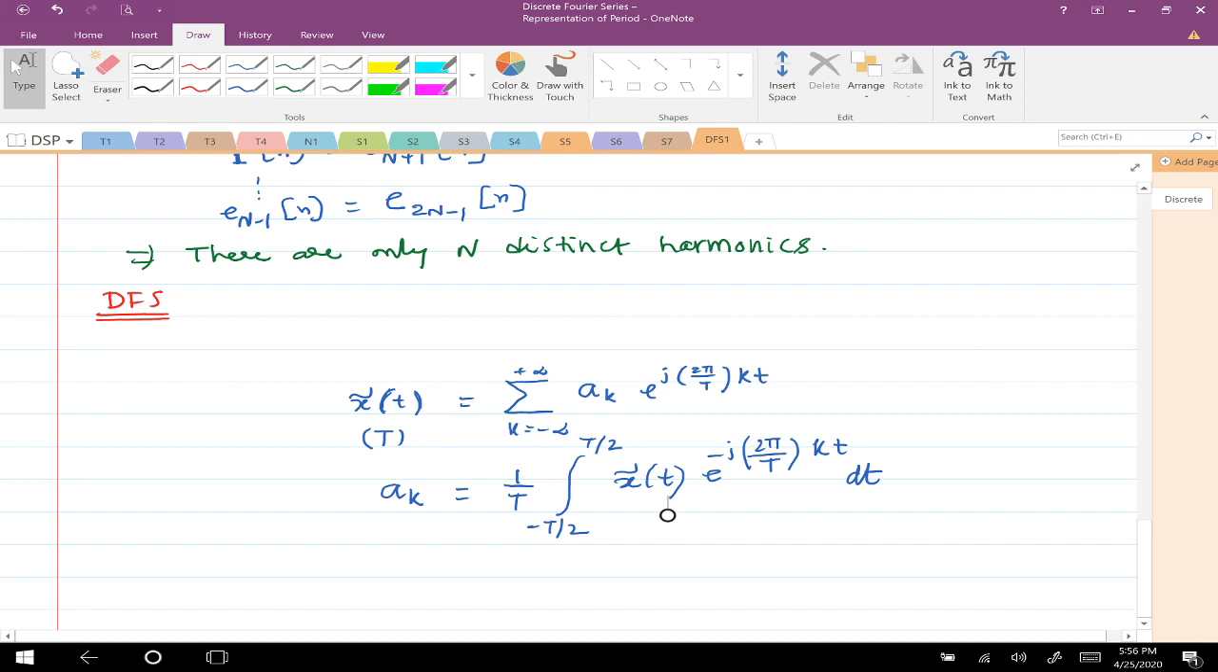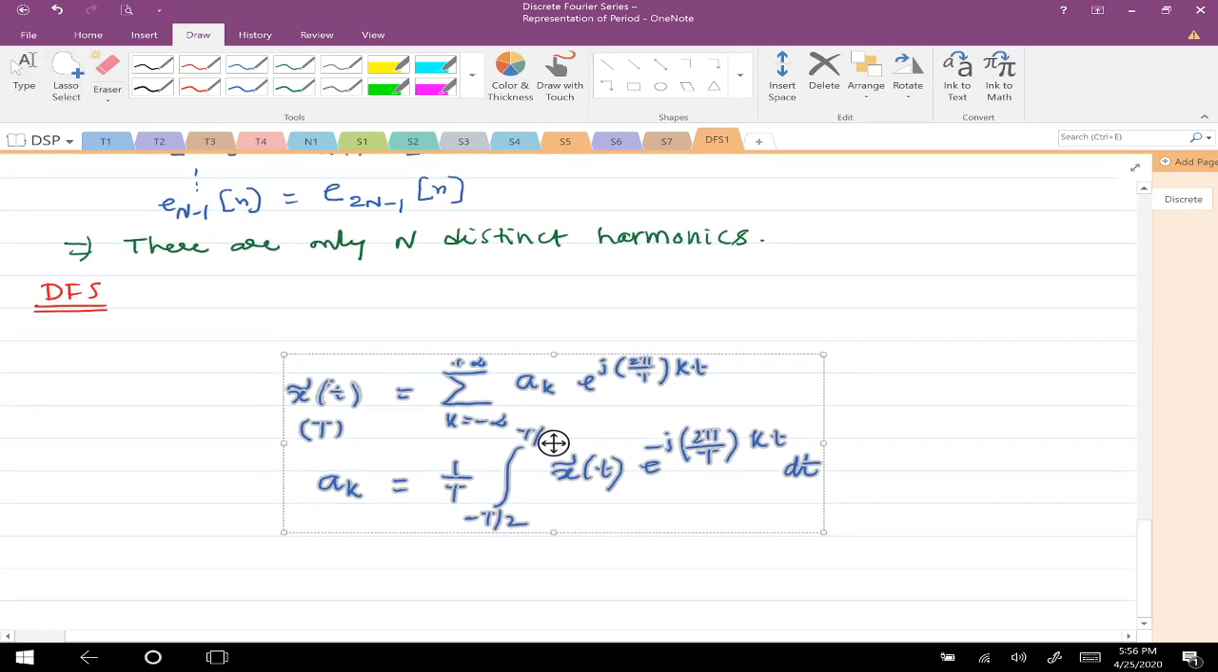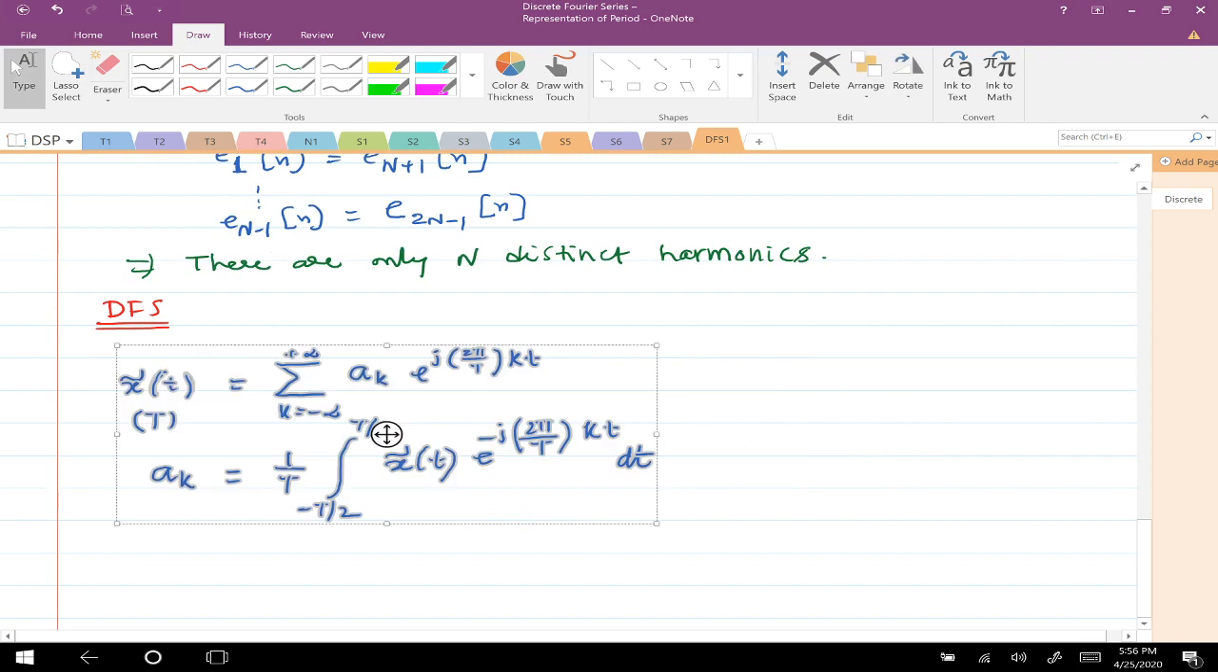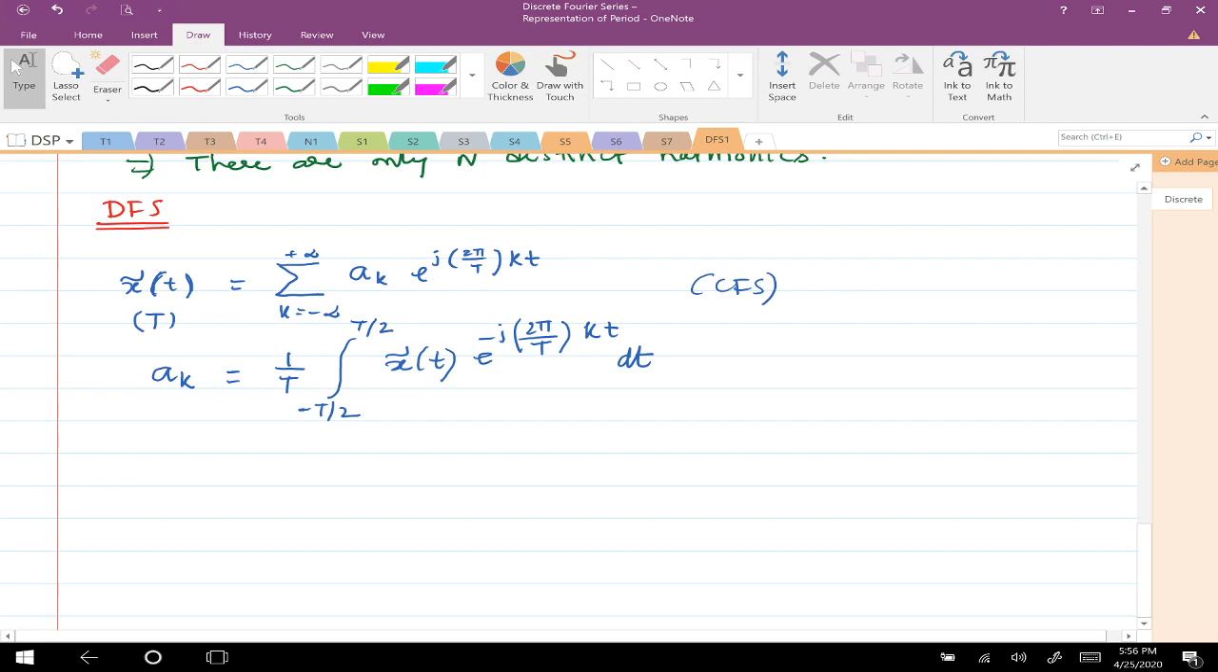So these were the expressions that we had computed for the continuous time. These are for CFS, the expressions we already know. Now let's see the discrete time Fourier series. For DFS, we now know that it should be x tilde of n. The harmonics vary from minus infinity to plus infinity, but in fact there are only N distinct harmonics. So I could write k equal to 0 to N minus 1. After that they would repeat.